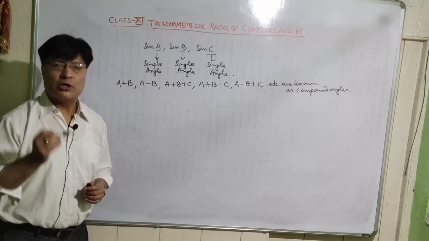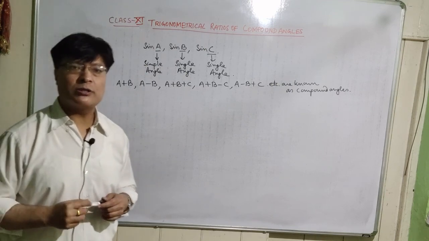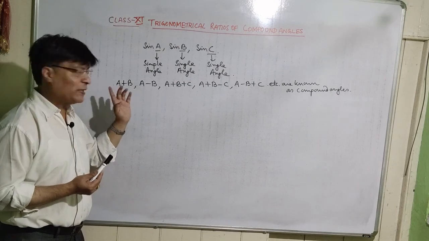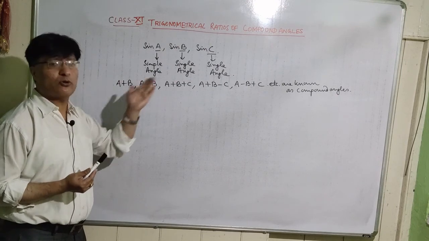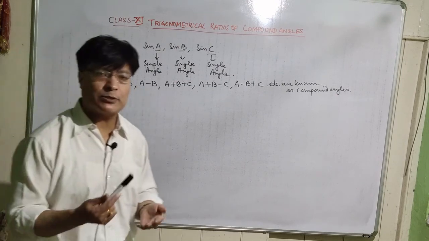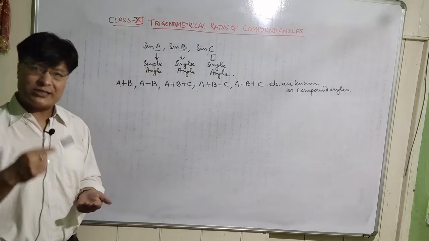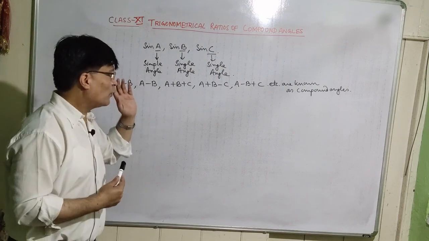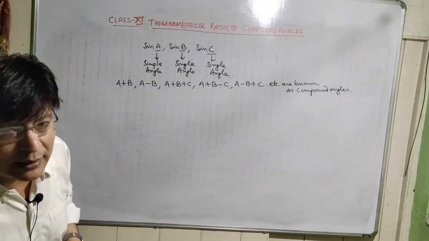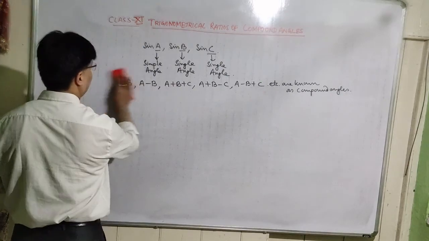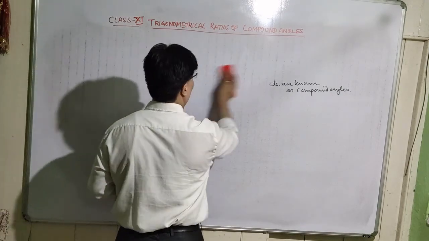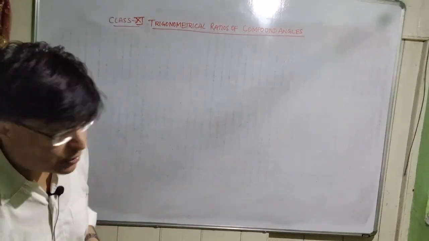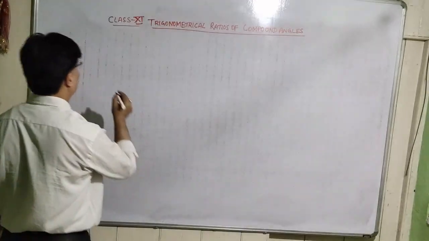So now today we will learn what is sine of A plus B, what is cos of A plus B, what is sine of A minus B, what is cos of A minus B, what is tan of A plus B, what is tan of A minus B, what is cot of A plus B, what is cot of A minus B, and so on. First of all let us write down the formula, then we will prove it. So, formulas regarding trigonometrical ratios of compound angles.